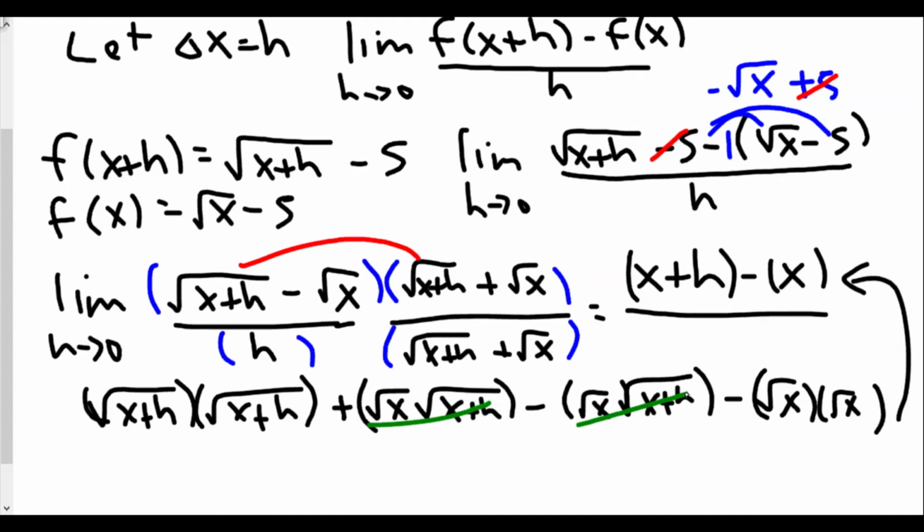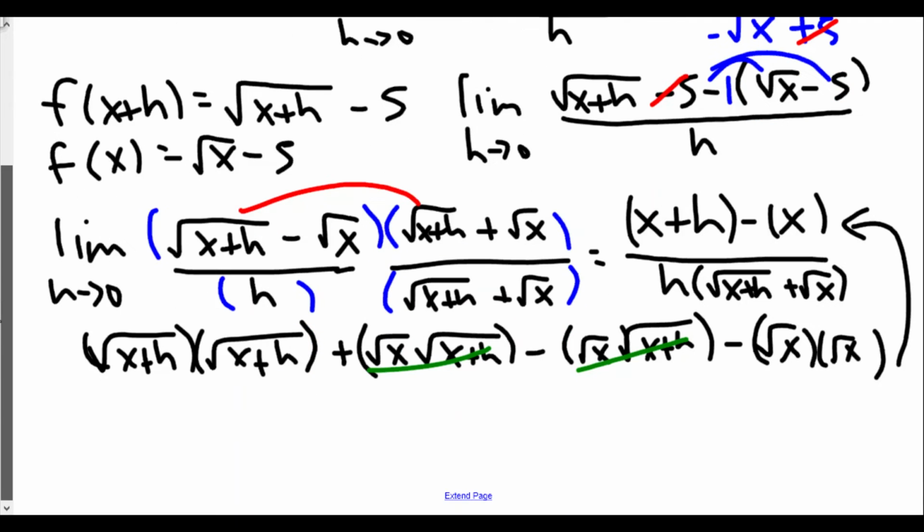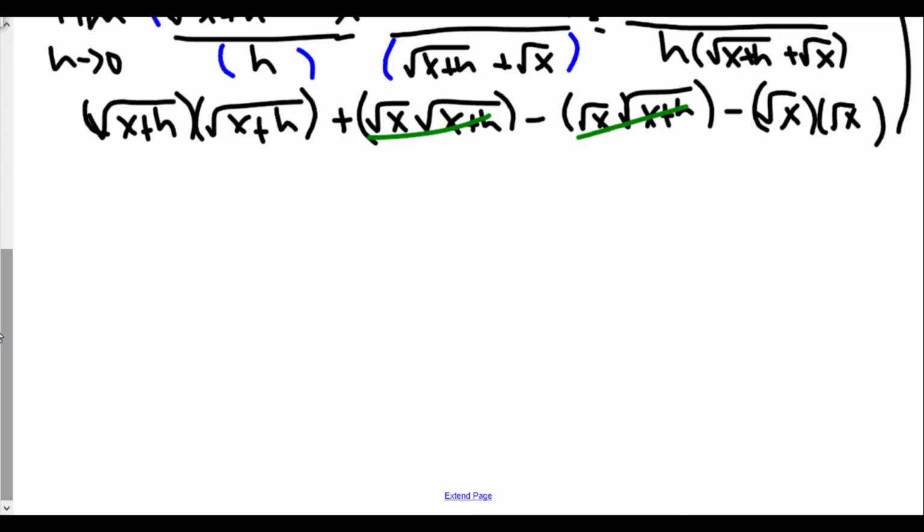Our denominator is still going to be h times the square root of x plus h plus the square root of x. Kind of messy, sorry about that. So I'll just rewrite it here on another row. Let me extend this page. All right.